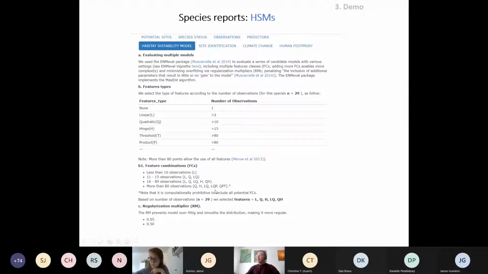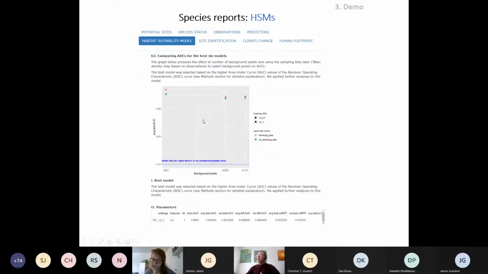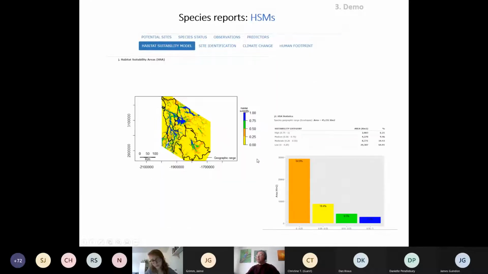Then I'm going to jump over the predictors because it's just showing the predictors for that particular species. And then we have this habitat suitability model tab where you can go through specifics of the model settings for that particular species, highlighting what kind of models and how we built them. Within that tab we also have how we select the best model based on AUC, and here you can see that we test for different things that can affect model performance.